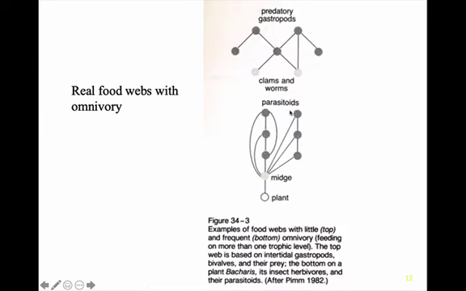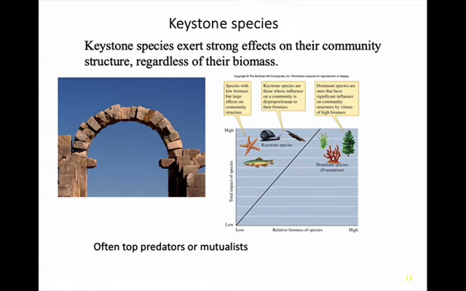Now let's move on to keystone species. A keystone species exerts a strong effect on the community, regardless of the biomass. And these are generally important species for maintaining the diversity of a community.